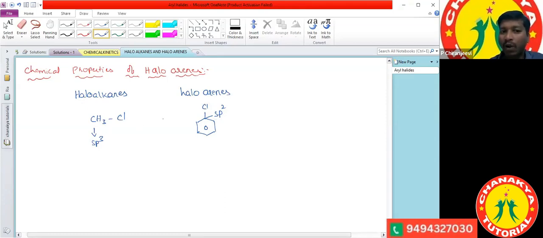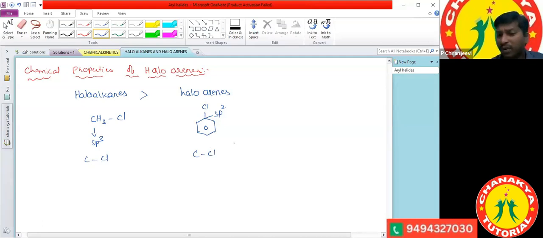Now if you compare haloalkanes and haloarenes, which are more reactive? Haloalkanes are more reactive than haloarenes. Why? In haloalkanes, the halogen-attached carbon exhibits sp3 hybridization, so the bond length between carbon and chlorine is greater. If you compare with haloarenes, the bond length between carbon and chlorine is less.